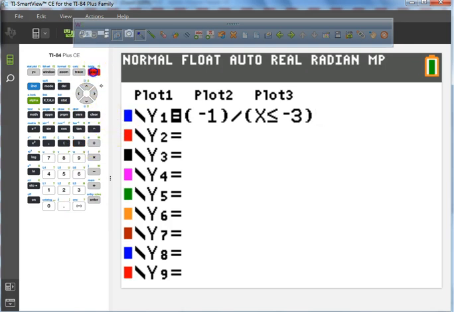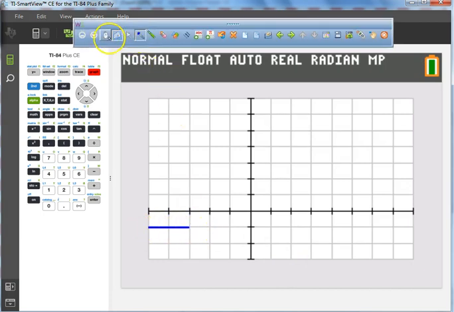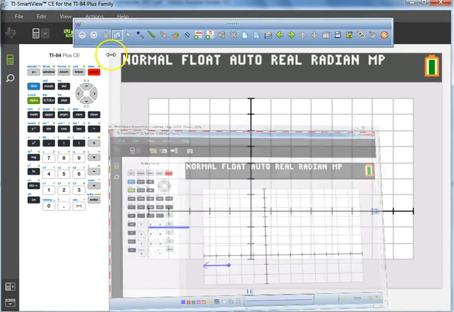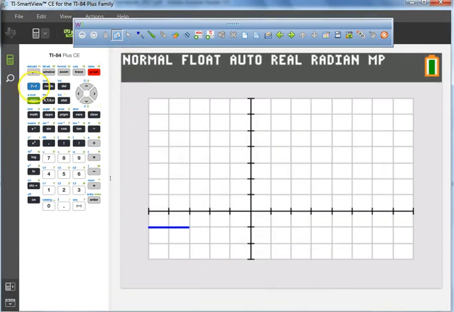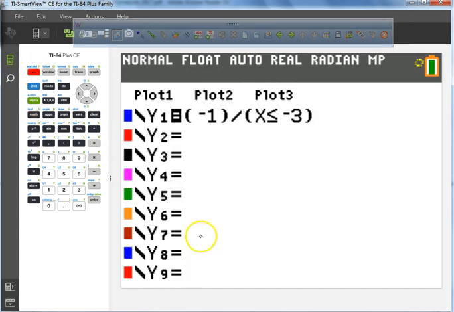Now, when I hit graph, you'll notice that the domain has now been limited to just this section of the graph. So you can clearly see that it starts right here and it goes towards the left. So I'm going to go once again over the keystrokes. To get to that inequality sign, hit second and then the math button, and that will bring you to the inequality sign that you need. Go to y equals. Go down to y2.